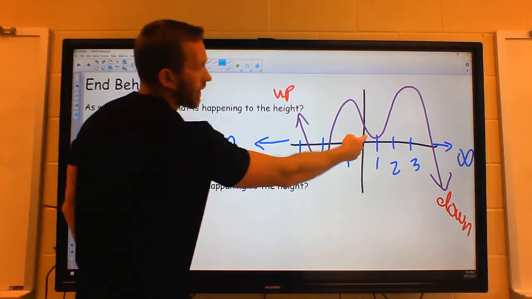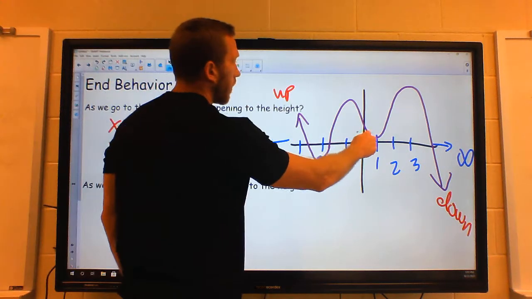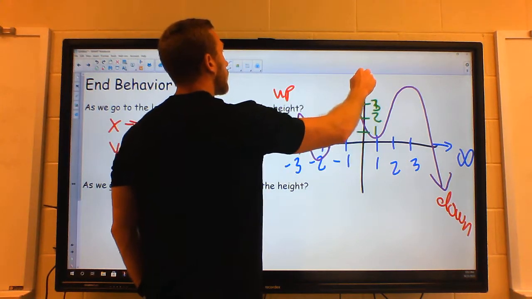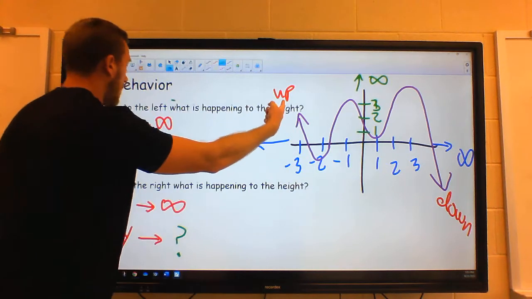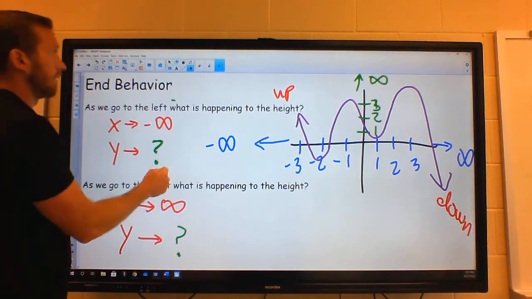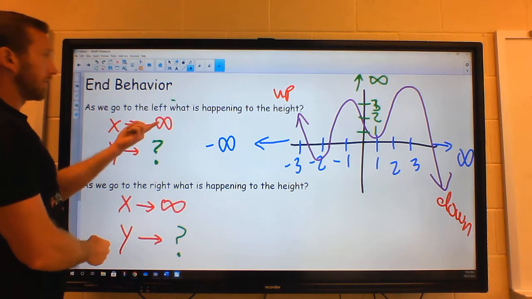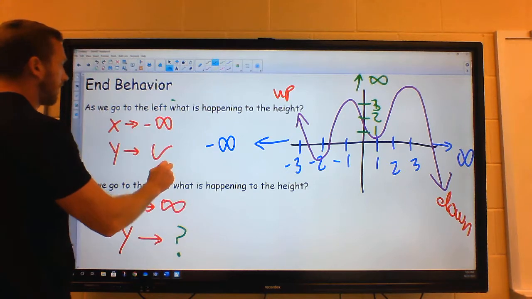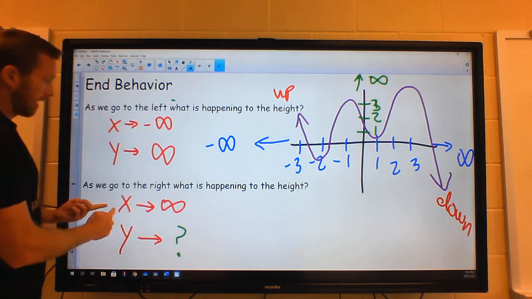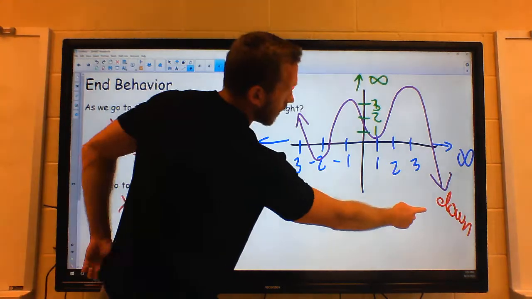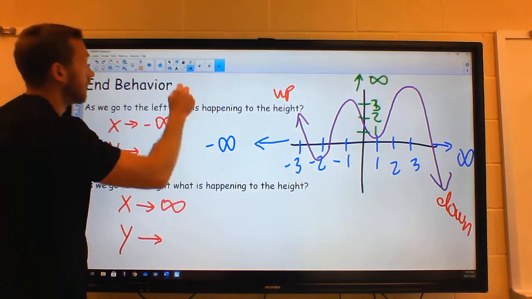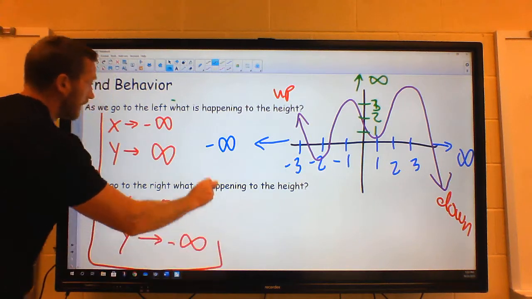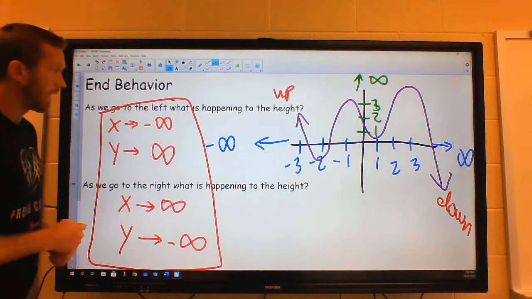And just like we had these hash marks for x, we can say that's a height of 1, height of 2, height of 3, all the way up forever to a height of infinity. So up means infinity. As we go to the left, we went up to infinity. As we go to the right, we're going down. Guess what down is? Negative infinity. This is how we write an answer for end behavior.